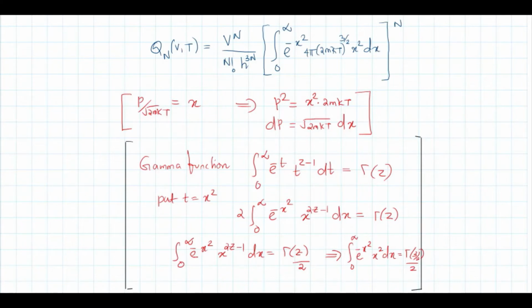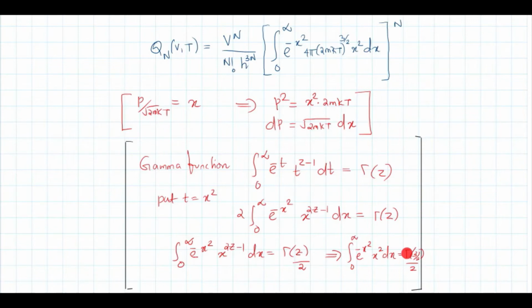Okay. We have the definition of the gamma function. Integral 0 to infinity e raised to minus t, t raised to z minus 1 dt is gamma z. In an alternate form, by putting t equal to x square, you can write it as 2 into integral 0 to infinity e raised to minus x square, x raised to 2z minus 1 dx, as gamma z. These two are equivalent. Just substitute t as x square. Then we can compare these two integrals, and this 2 you can take to the right hand side. 0 to infinity e raised to minus x square, x raised to 2z minus 1 dx is gamma z by 2.